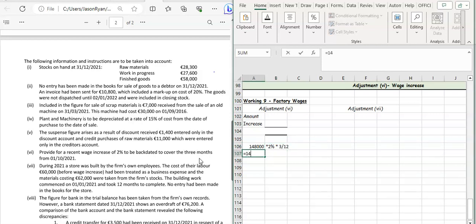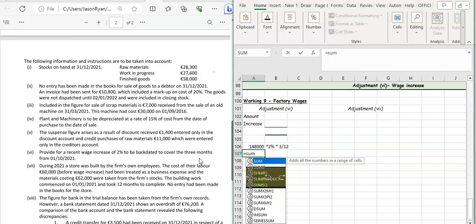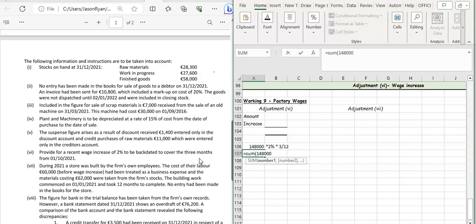So 148,000 multiplied by the increase, which is 2%, and then multiplied by how long we had it for. So the back date is only for 3 months. You multiply by 3 and divide it by 12. So the increase is 740 euro.